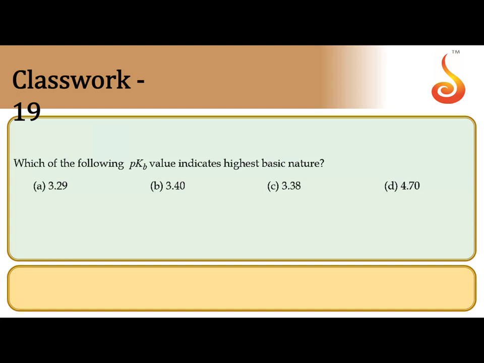Which of the following pKb values indicates highest basic nature? Relative basic strength, or basicity, increases when the Kb value increases, when the pKb value decreases. So basic strength and Kb run parallel to each other, basic strength and pKb are anti-parallel. So lowest pKb means basic strength is highest. Among these, 3.29, 3.40, 3.38, 4.70, the one with the lowest pKb is the most basic. Answer is A.